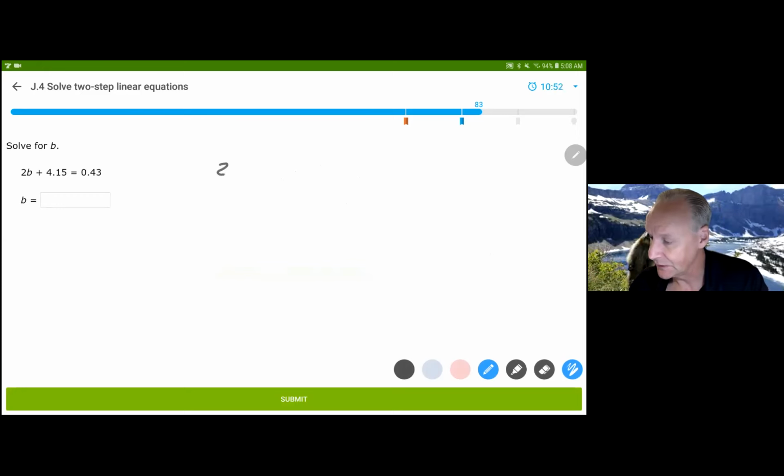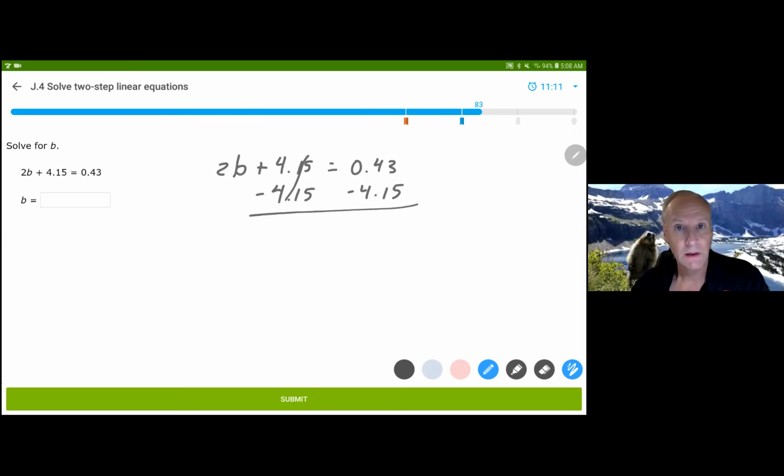So 2b plus 4.15 equals 0.43. And you're going to be tempted to grab that calculator, but please don't. If you don't use it as a crutch, if you use it as just a check, it won't hurt you. So notice that my 4.15 is negative and my 0.43 is positive.